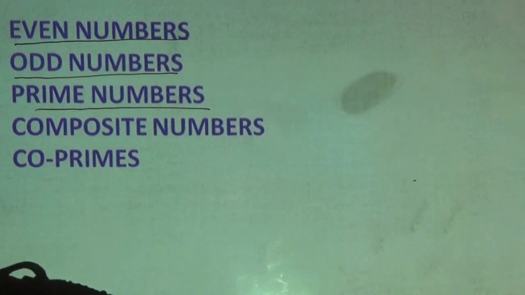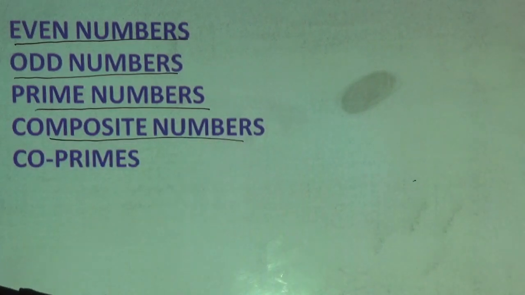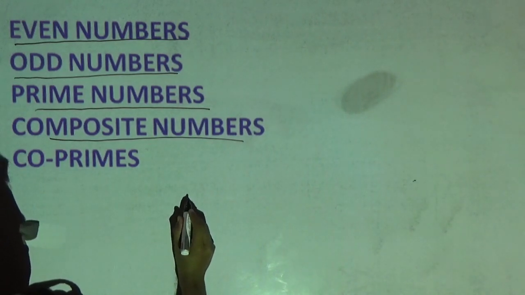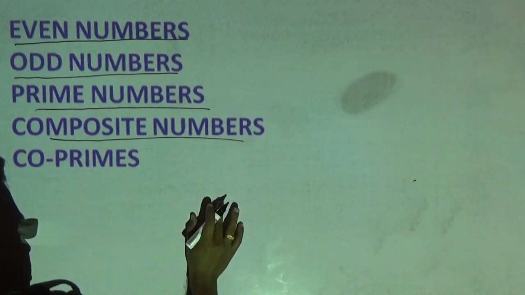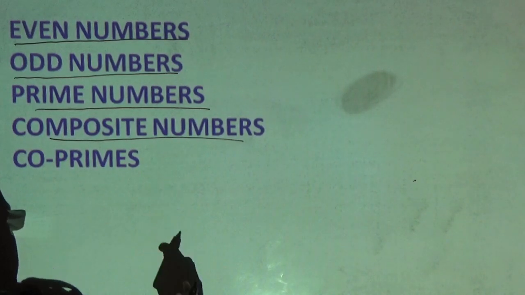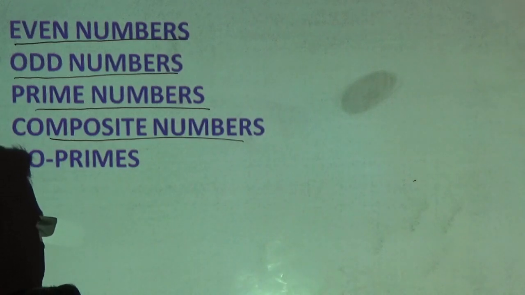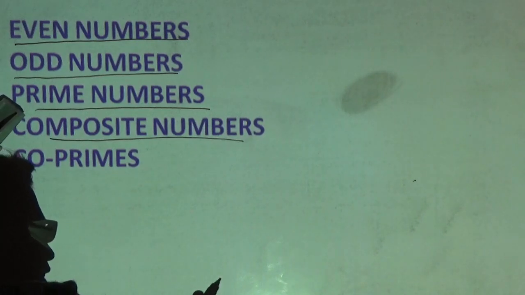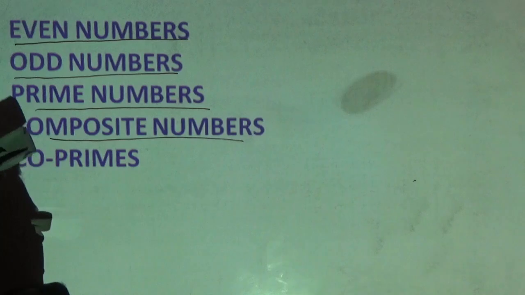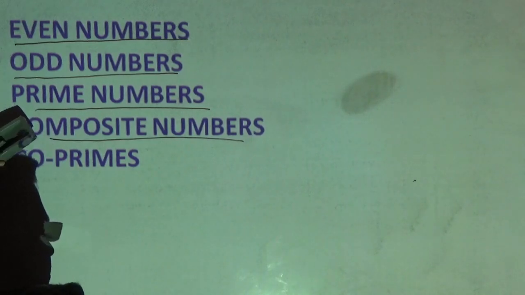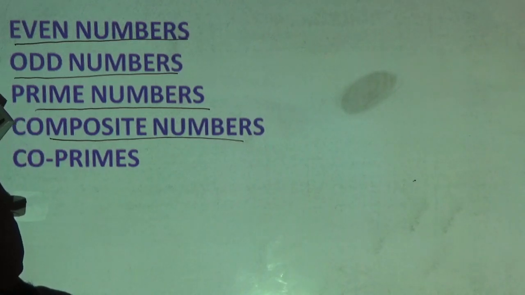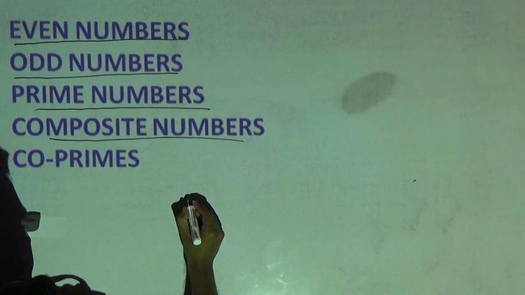Now, next, what do you mean by composite numbers? You came to know what prime numbers are: those which are divisible by 1 and itself. Whatever numbers are not prime are called composite numbers. What are composite numbers? The natural numbers apart from the prime numbers are called composite numbers.